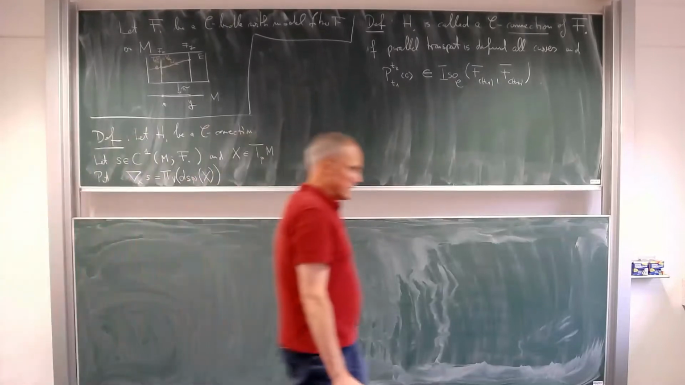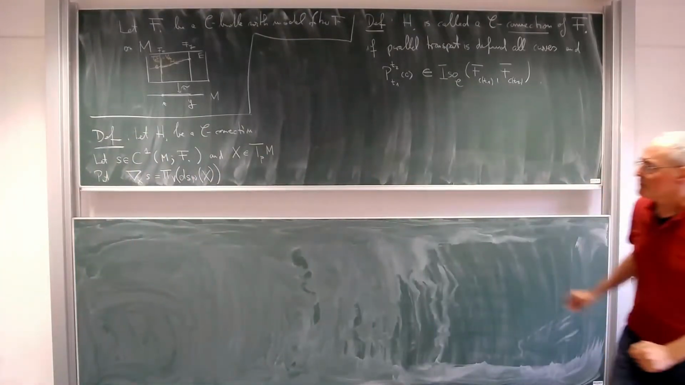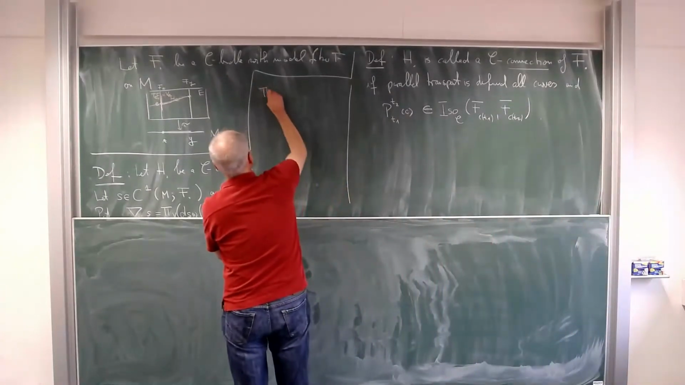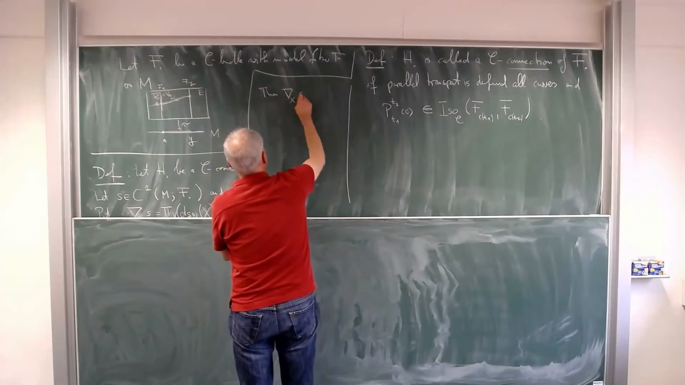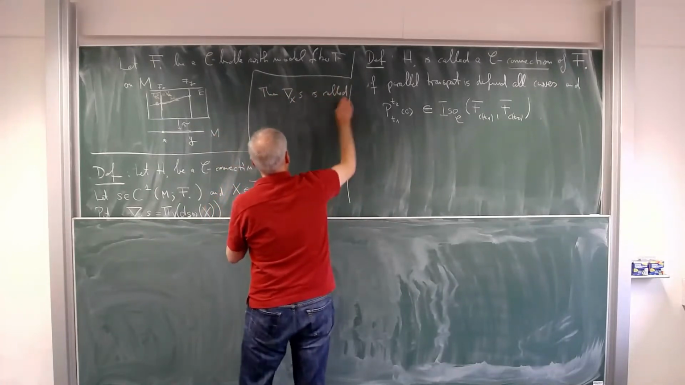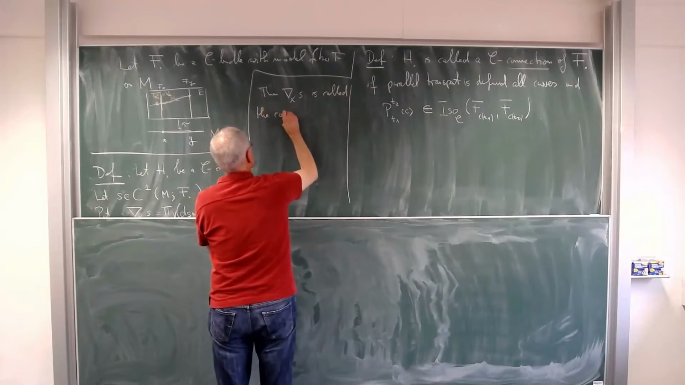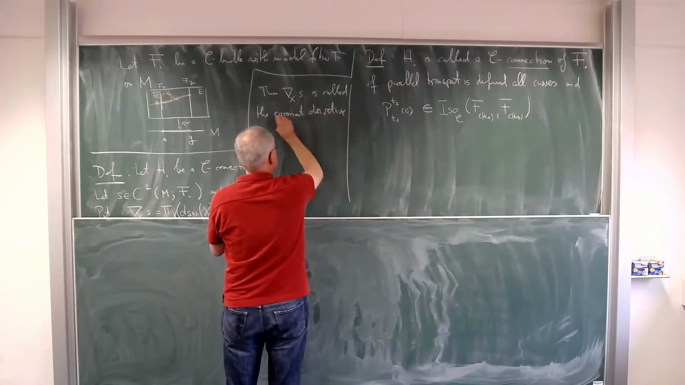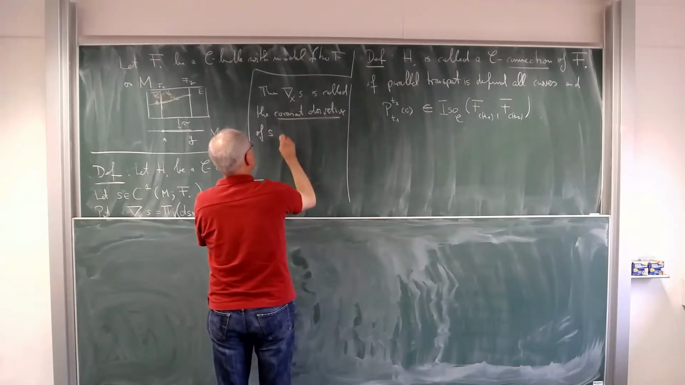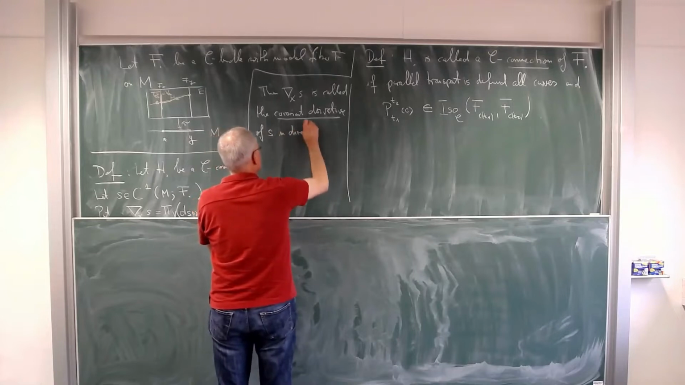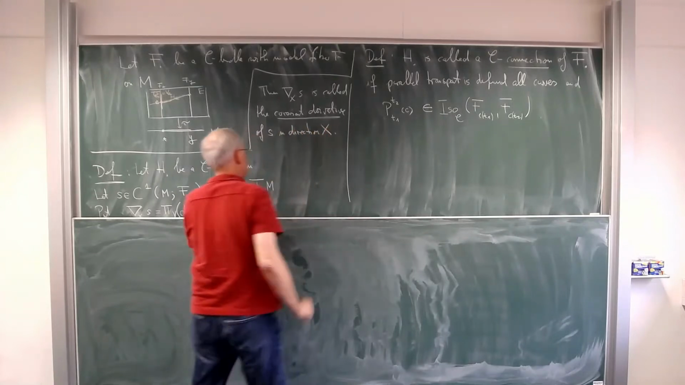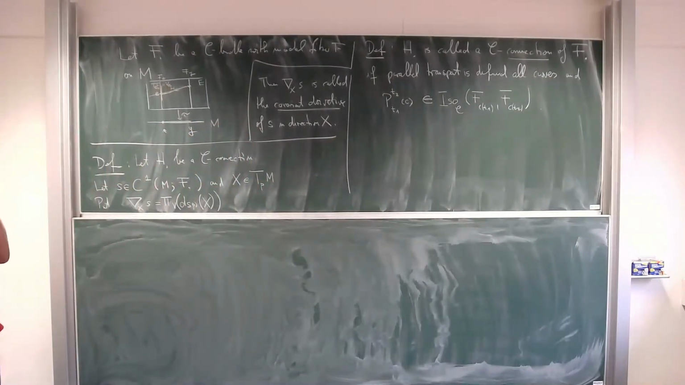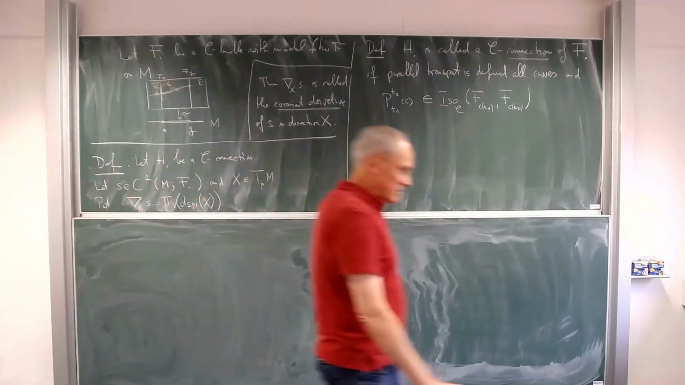And that's the covariant derivative. So nabla_X S is called the covariant derivative of the section S in direction X. Okay. All right. So that's the definition.